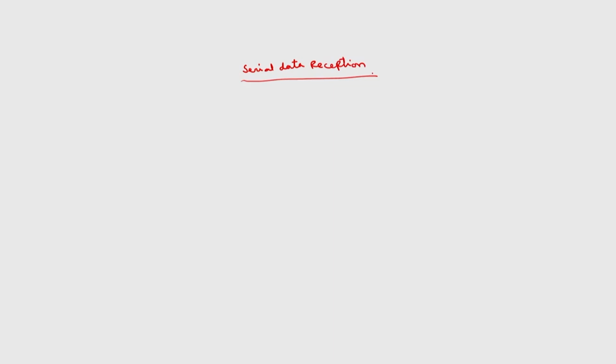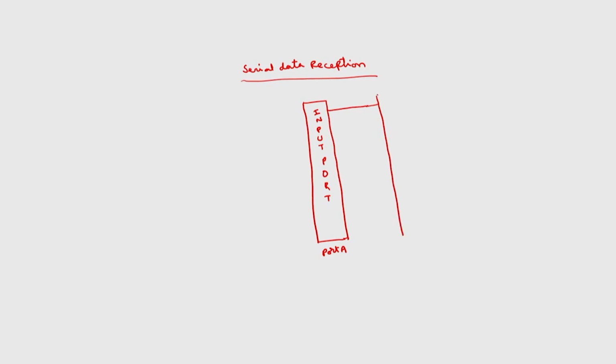So, what will be the block diagram? We have to program the port as input port. In case of transmission, you are programming the port as output port. Now, you have to program the same port A only as input port. So, whatever data is coming from this input port, you have to take into any register.